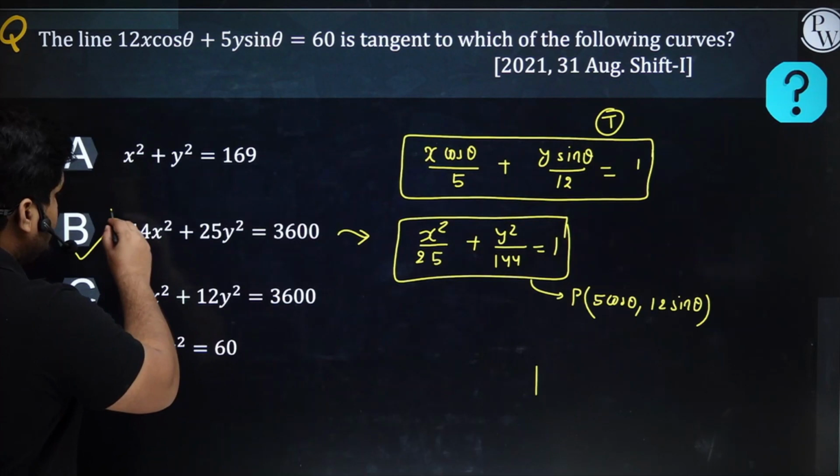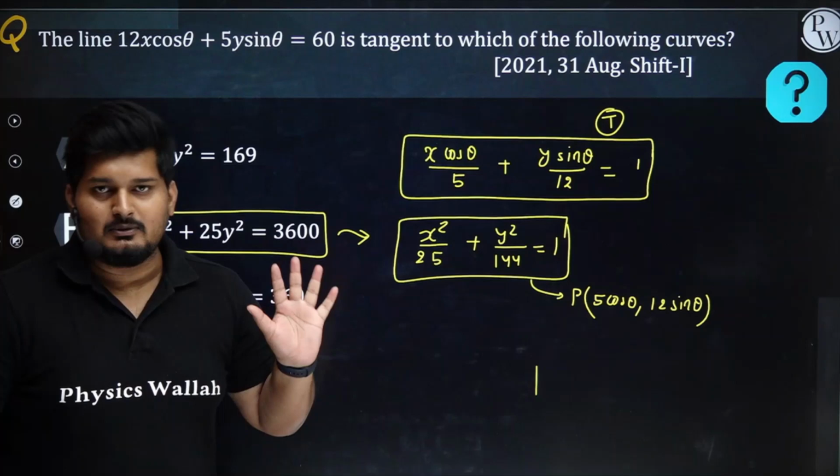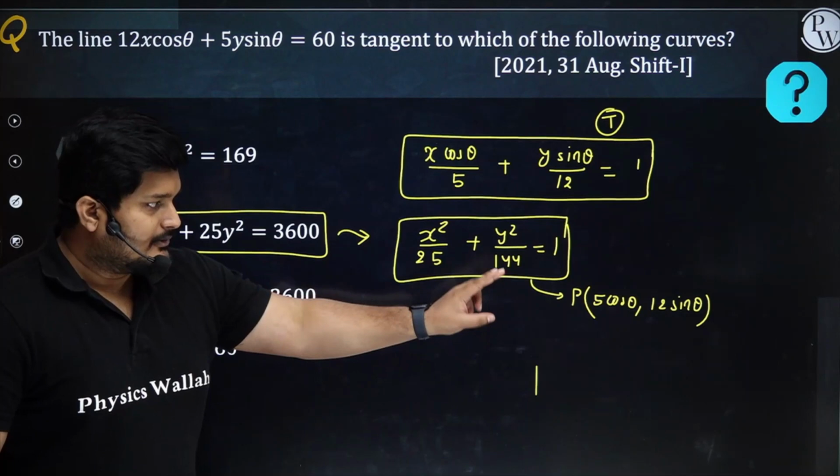And you see, this is the level of question asked in 2021. Direct problem. What they did, they just gave you the tangent. And if you have an idea about parametric form, you'll solve it within 30 seconds. Right? Moving on to the next question.